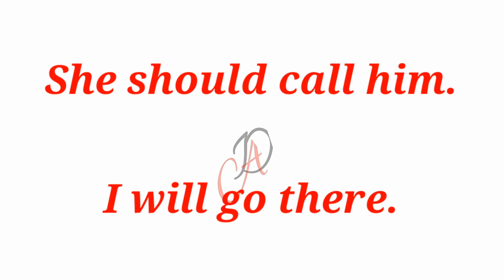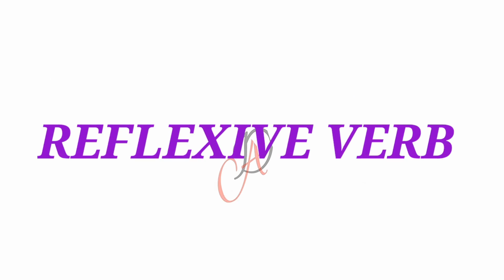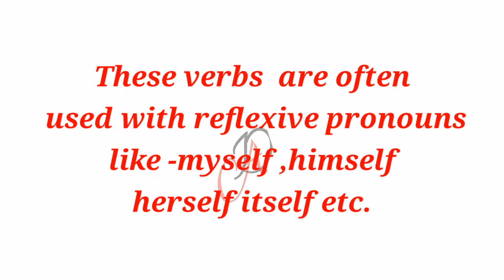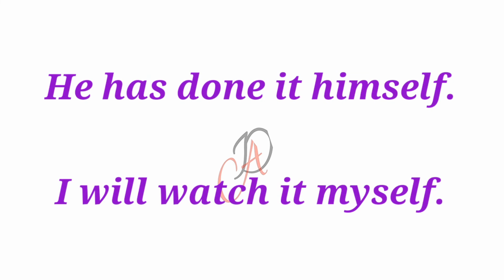The next type of verb is reflexive verb. When the subject and the object are the same, and the verb reflects on the subject, that is a reflexive verb. These verbs are often used with the reflexive pronouns like myself, himself, herself, itself, etc. Let's see the examples. First one, he has done it himself. The next example, I will watch it myself.